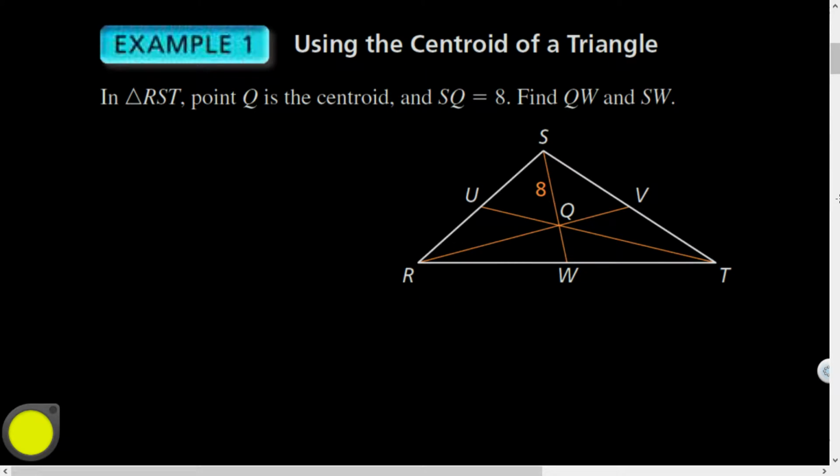So it says in triangle RST, point Q is the centroid. Lovely. I love it. And it says SQ is 8. It says find QW and SW. So let's see. I know that SQ will equal 2/3 of SW. I happen to know SQ is 8.